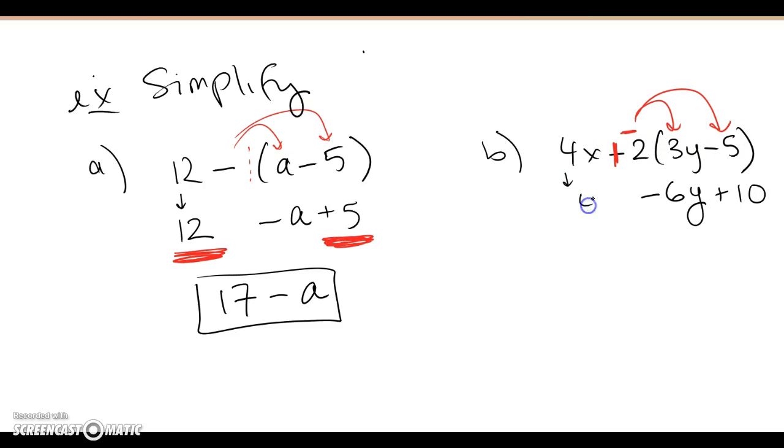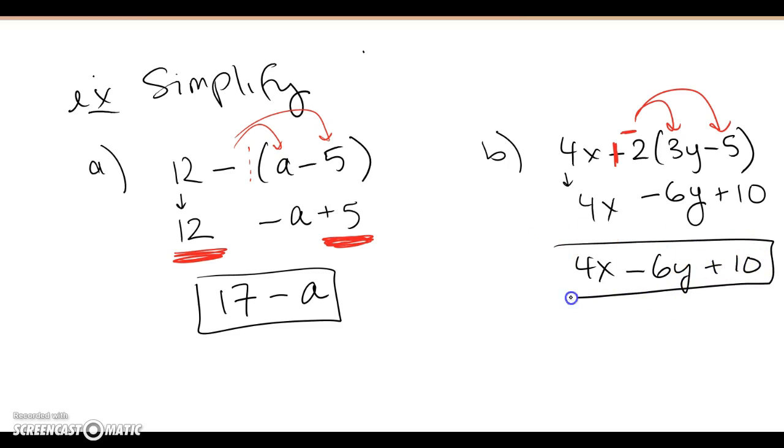Now plop down the 4x that was in front of it, but I can't combine any of these guys, because this one contains an x, this one contains a y, this one doesn't contain any variables, they're not like terms, so that's the most I can do. -2 times 3, -6y, -2 times -5, a +10.